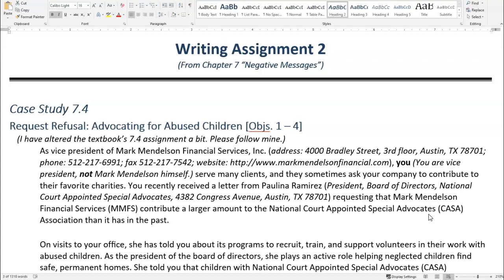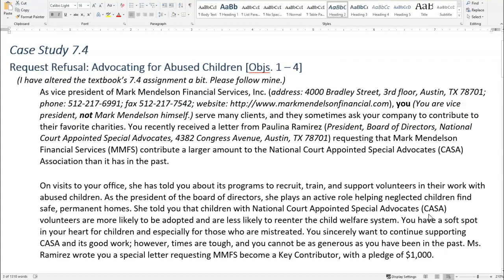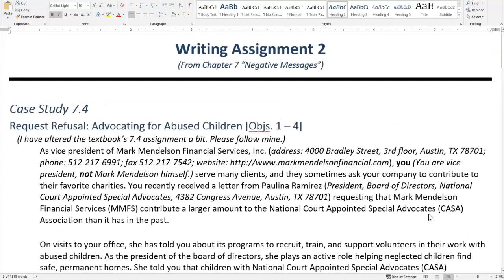Anyway, so the third paragraph is the alternative solution. What can you offer this organization or this person as an alternative to granting them their request? And the last paragraph is where you just end by telling the recipient to contact you with any questions.